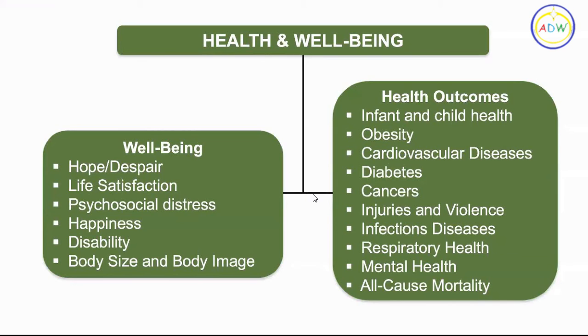I mean, you see level of disability in some of you, and each of you has a completely different body size and body image. The second subgroup of health and well-being is called health outcomes.